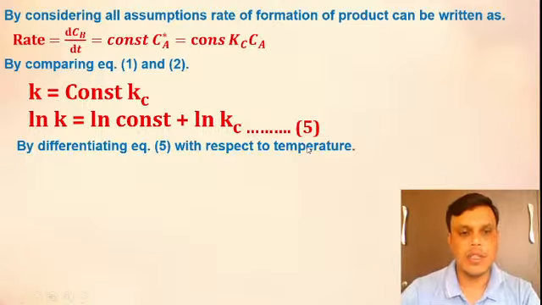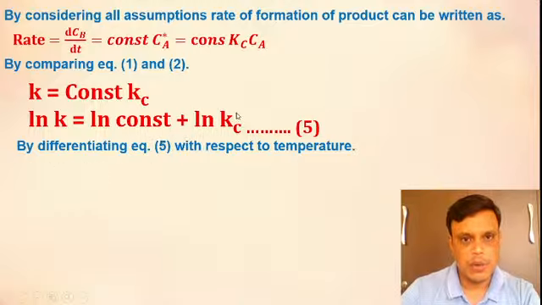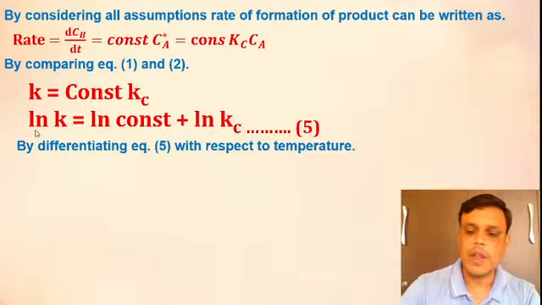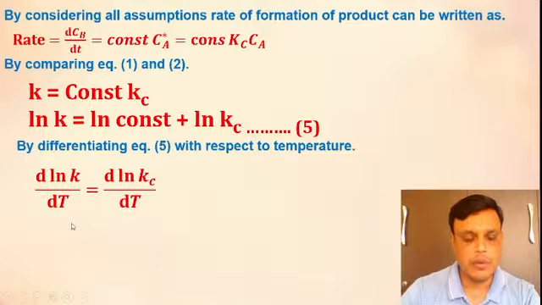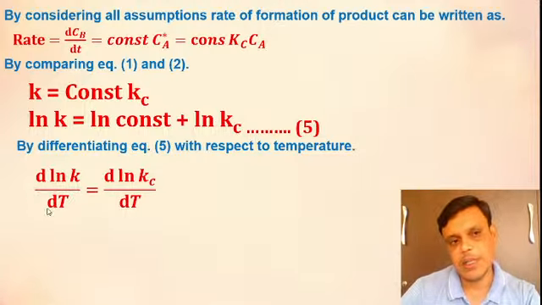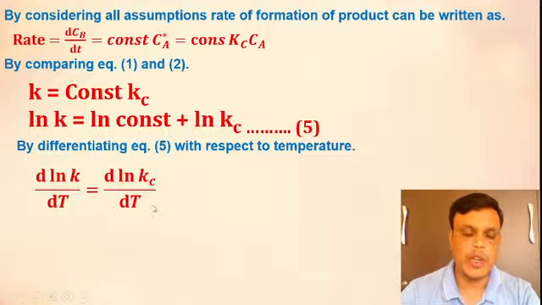Okay. Now we will differentiate this equation number 5 with respect to temperature, and after differentiating we will get d ln K by dT. Here d ln K is differentiated with respect to temperature, d by dT, and please remember that T is written as a capital letter, so it is the temperature in Kelvin. Please remember this. So d ln K by dT is equal to d ln Kc by dT. After differentiating equation number 5, we will get this equation.